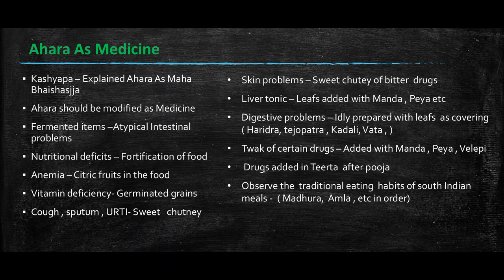Now, fermented items, suppose you are giving some fermented items, like idli may be there, dosa may be there. These are all foods prepared from fermented items. These fermented food items are quite good for atypical intestinal problems. Many atypical intestinal problems can be corrected simply by giving fermented food items. It acts as prebiotics, probiotics or symbiotics, whatever you say, but it corrects the intestinal problem by correcting the intestinal bacterial flora.